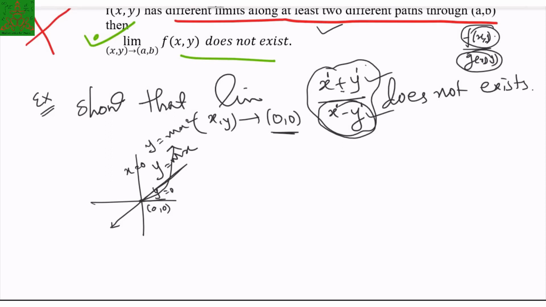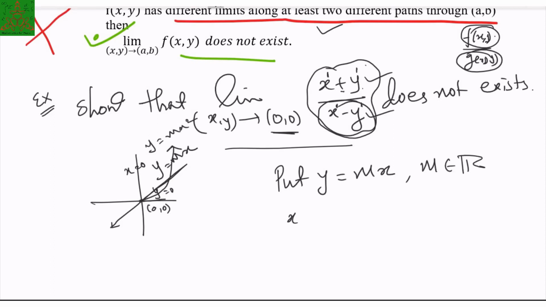That means you need to find such a path on which the limit depends. So if you change the path, this limit has a different answer. That means the limit is not unique. With that, what you can observe is, if I replace this y by mx, I am putting y equal to mx, this is the path along straight lines passing through the origin with slope m. So m is a parameter, m belongs to R. Now what will happen is, as x tends to 0, y also tends to 0, because y is nothing but mx.